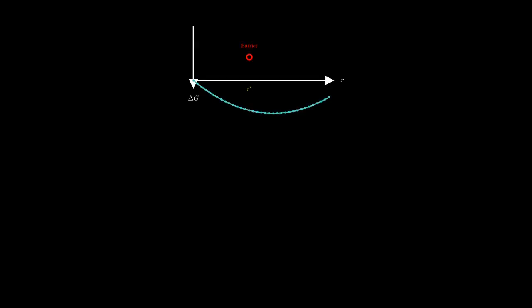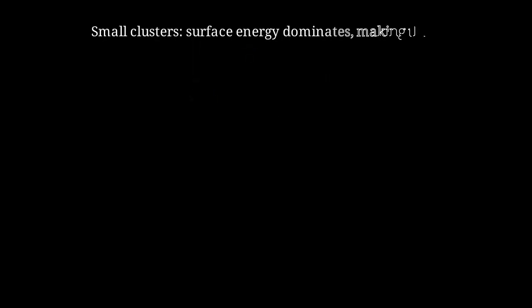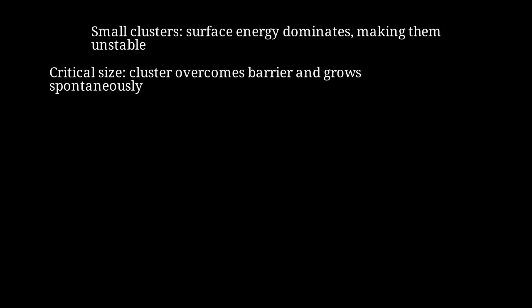The free energy first increases as a tiny ice cluster forms, reaches a maximum at the critical radius, then decreases as the crystal grows. For small ice clusters, surface energy dominates and makes them unstable, so they tend to melt back into liquid. Only when a cluster reaches the critical size can it overcome the barrier and grow spontaneously into a full ice crystal. The critical radius equals 2 times surface tension divided by volume free energy change.